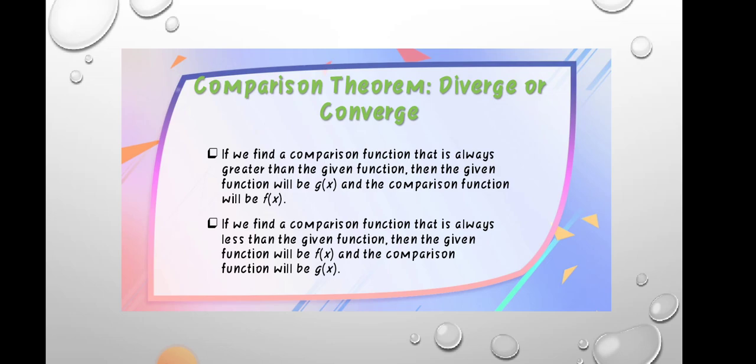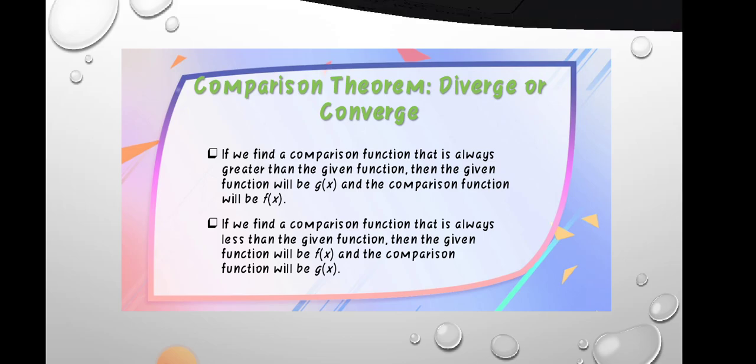If we find a comparison function that is always greater than the given function, then the given function will be g of x and the comparison function will be f of x. If we find a comparison function that is always less than the given function, then the given function will be f of x and the comparison function will be g of x.